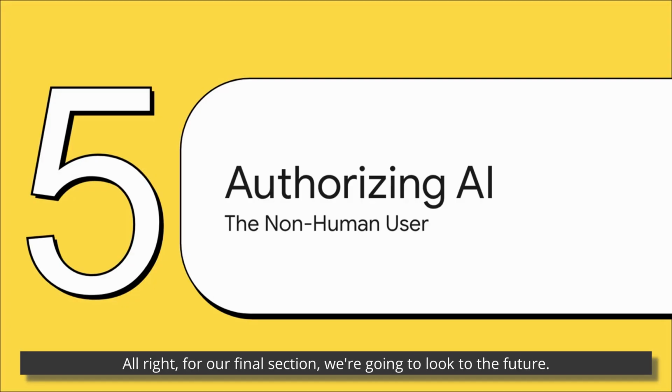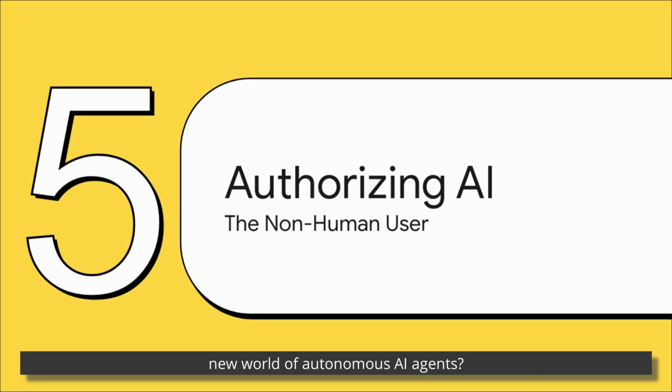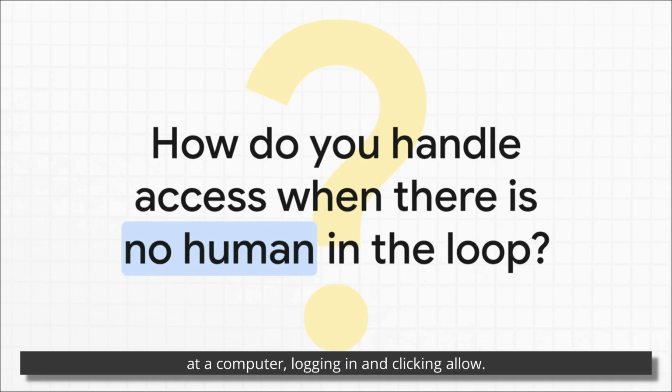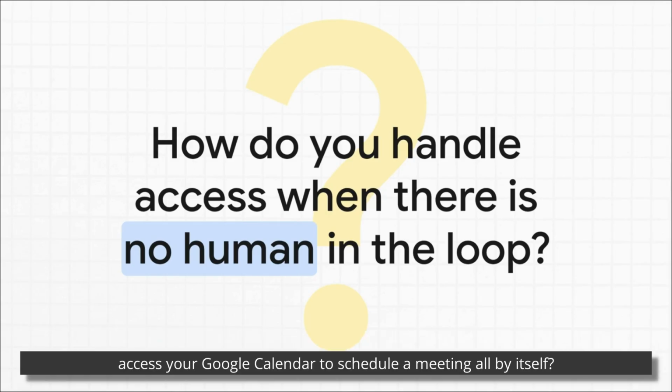All right, for our final section, we're going to look to the future. How does a protocol that was designed for humans clicking buttons adapt to a brand new world of autonomous AI agents? Just think about it for a second. The entire flow we've been discussing hinges on one critical thing: a human being, sitting at a computer, logging in and clicking allow. But what happens when an AI agent, running on some server in a data center, needs to access your Google Calendar to schedule a meeting all by itself? There's no person there to click the button. This is a huge, brand new challenge.